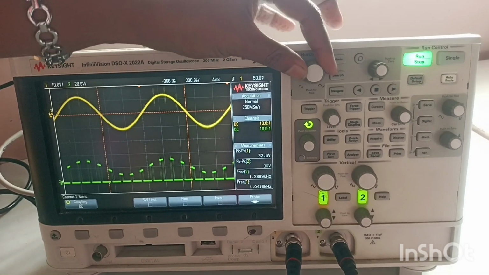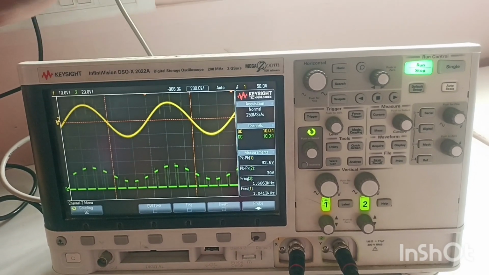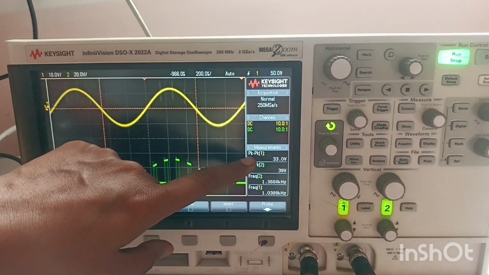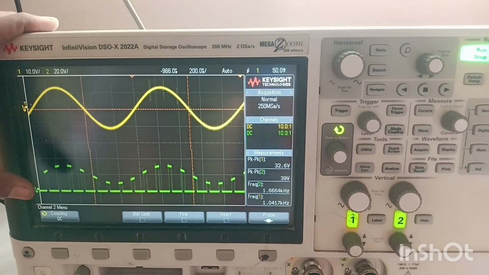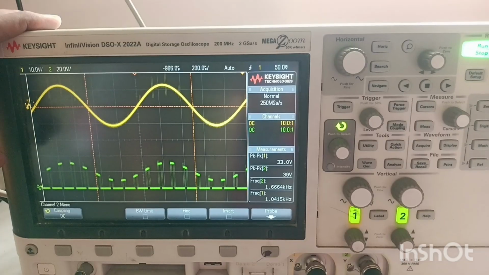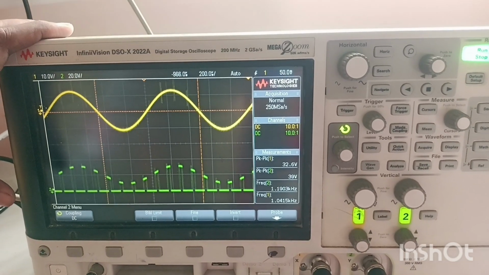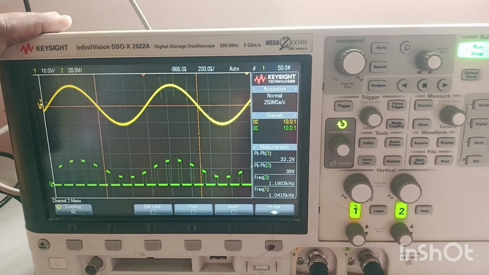We can check this signal. We can measure the frequency and amplitude. Here I have directly measured the peak to peak amplitude of both signals and frequency. These two frequencies and amplitudes are approximately the same. So this is the natural sample signal. Now we will see the reconstruction of this signal.